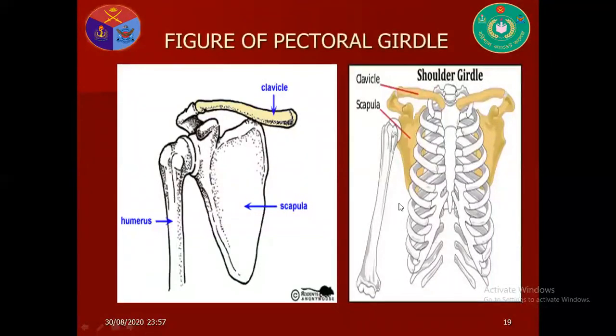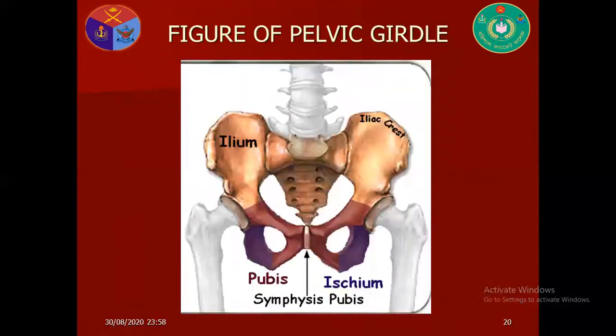This is the figure of the pectoral girdle. Look, this is the clavicle and scapula, joined with the humerus. Now this is the figure of the pelvic girdle. This is one hip bone and this is another hip bone, and each hip bone consists of 3 bones: ilium, ischium, and pubis.